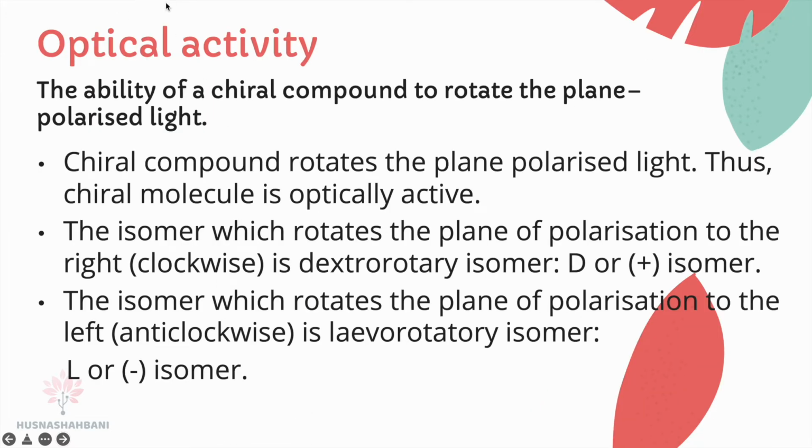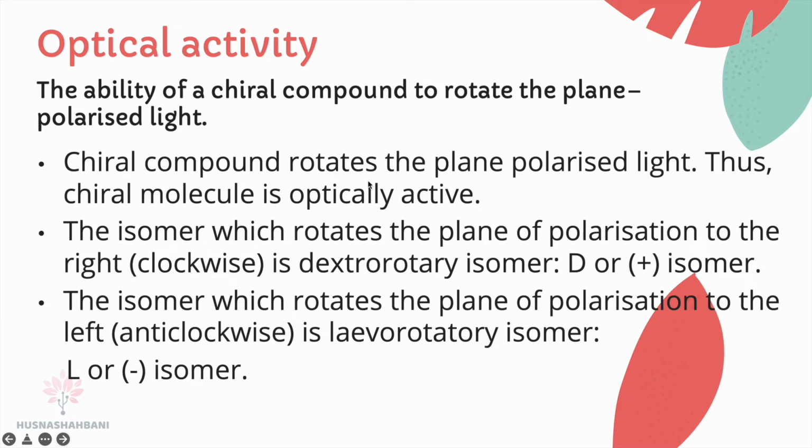Next, optical activity. We are going to describe this for the chiral compound or chiral carbon. Optical activity is the ability of a chiral compound to rotate the plane polarized light. If a compound has a chiral carbon, you call it a chiral compound. A chiral compound has the ability to rotate the plane polarized light, thus a chiral molecule is optically active.